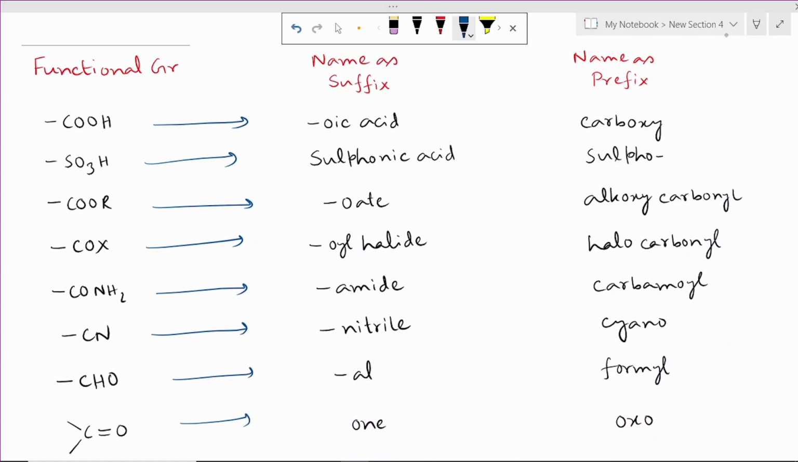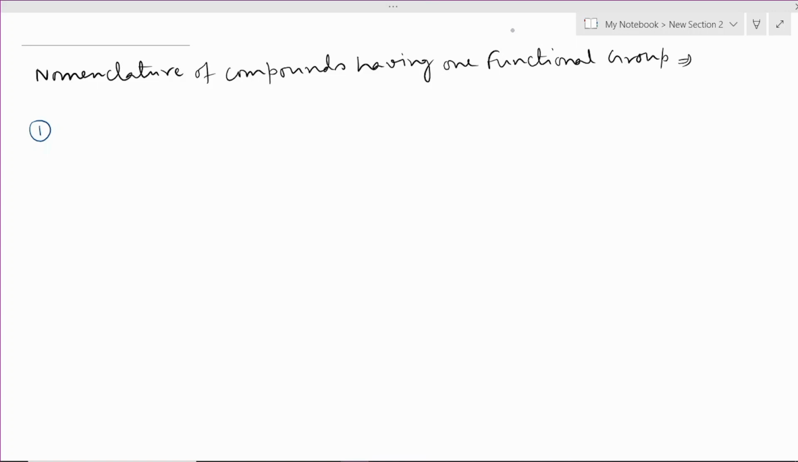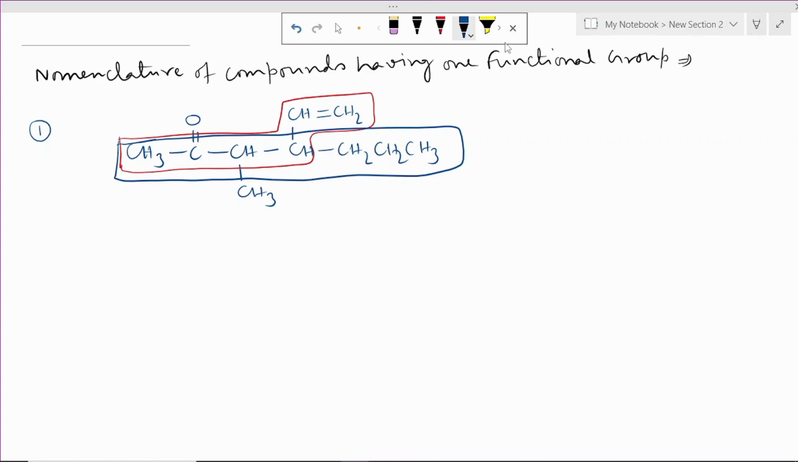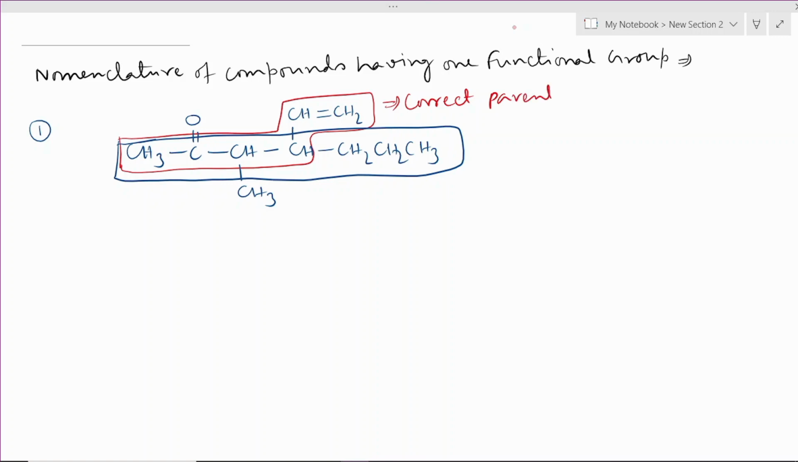We'll understand by some examples. So we have to first identify the parent chain. Suppose this compound, so this will be the parent chain, as it contains both the functional group and the multiple bond. So the parent chain is the one which contains both the functional group and multiple bonds. But this will be the wrong parent chain. This will be the correct parent chain, and this will be the wrong parent chain.